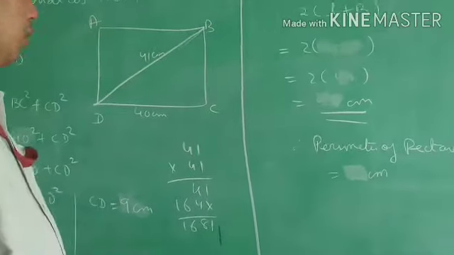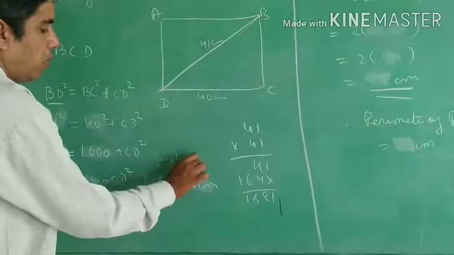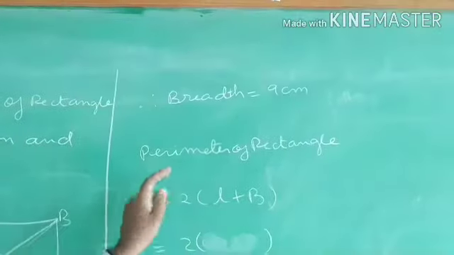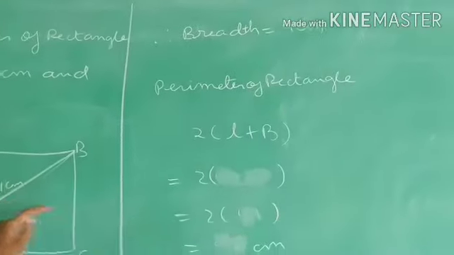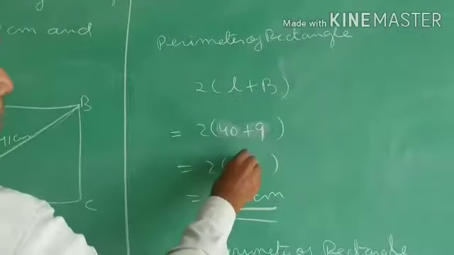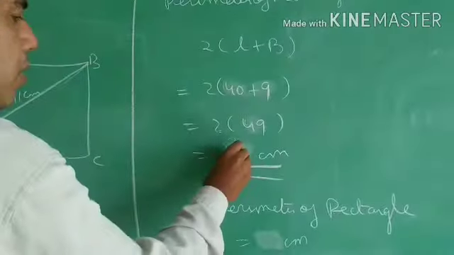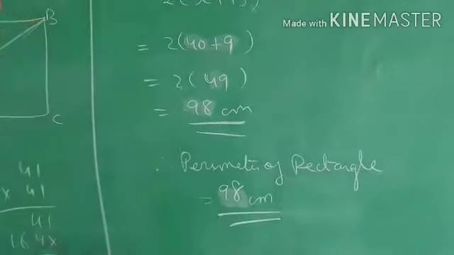Got it? Or you can write CD square is equal to 9 square. Now the breadth I got is 9 centimeter. Perimeter of a rectangle is 2 times L plus B. L we already know, it is given as 40, plus 9 becomes 49, and 2 times 49 is 98 centimeter. So the perimeter I got is 98 centimeters.